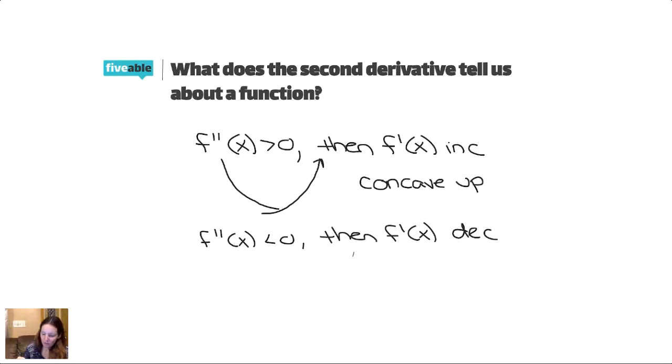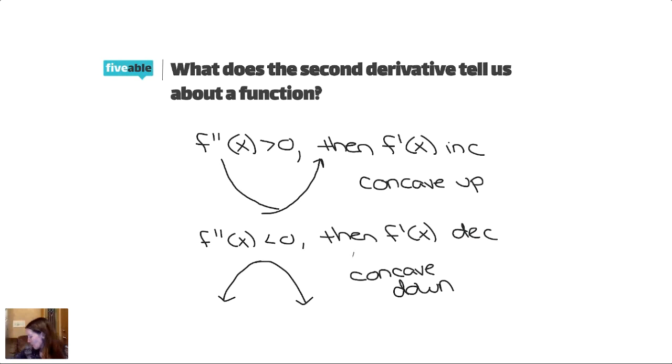Let's do it this way. So there's our picture here. Sorry about that. So this is concave down. So if the second derivative is less than 0, you've got a concave down type of shape going on in either direction.